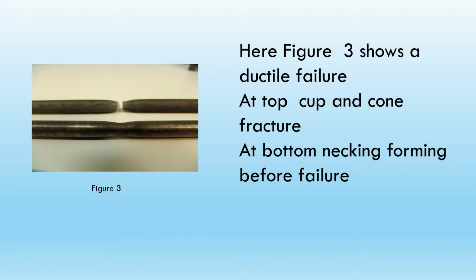Here there is another figure. In this figure, this top bar has shown broken, and this is a cup cone fracture. Here you can see the formation of a cup where it is broken, the part has come out, and the cup we cannot see, this part is a cup. And here at the bottom, this is the neck forming which takes place in the ductile material before failure.